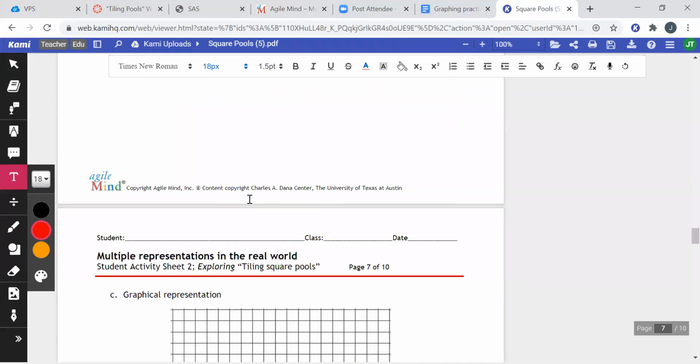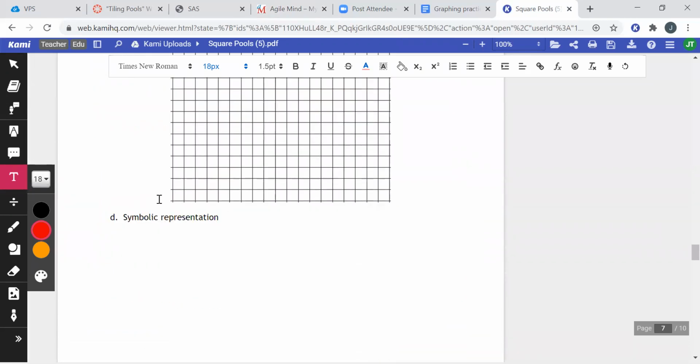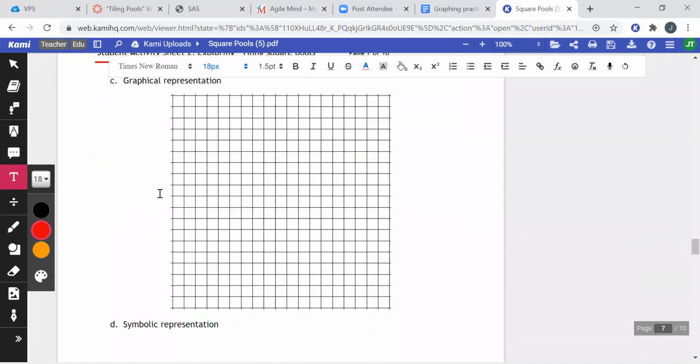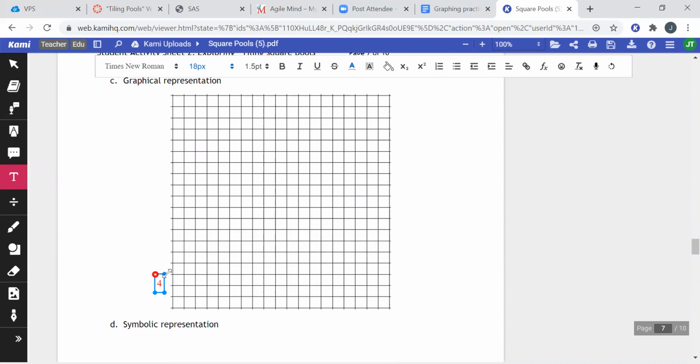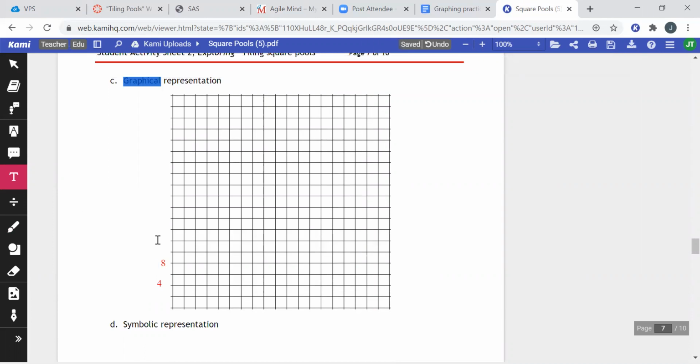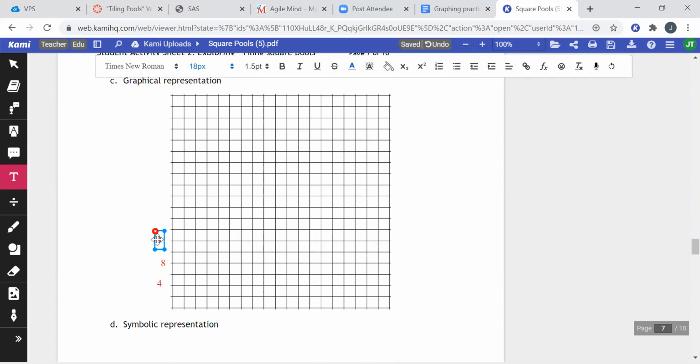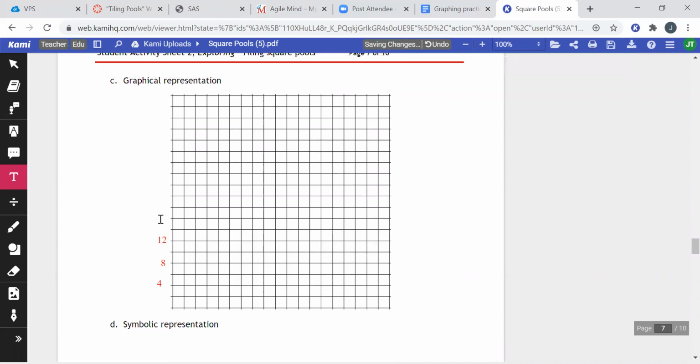Please write them in though, make a graph. I would count on my graph by 4s, not 5s. That would be much easier, but make the graph, okay? So I would make it go up by like 4, 8, 12, 16, and so on and so forth.